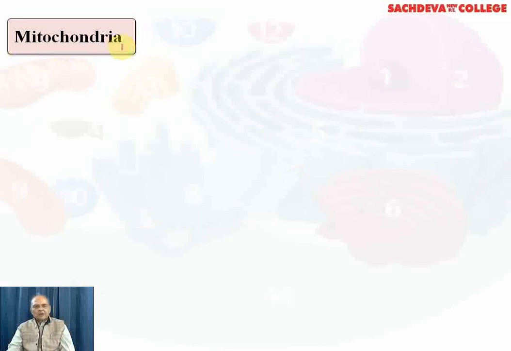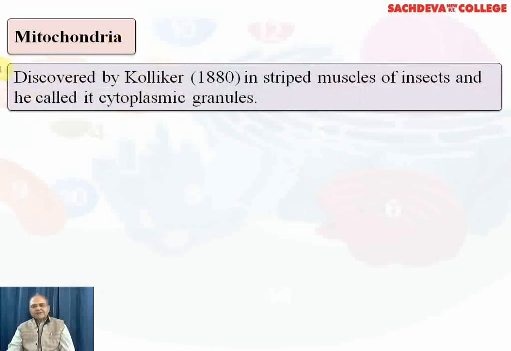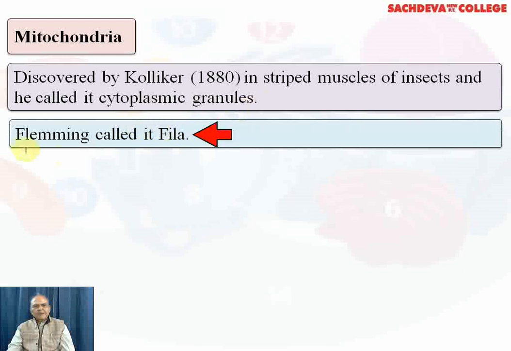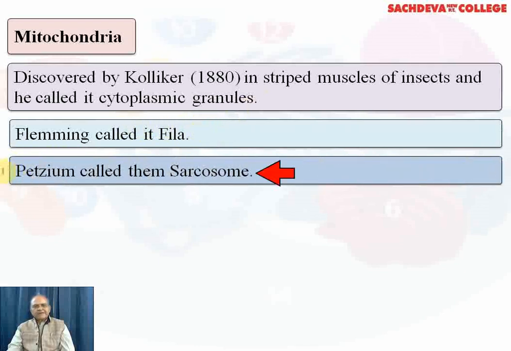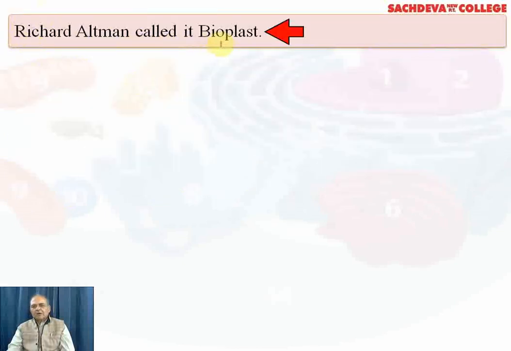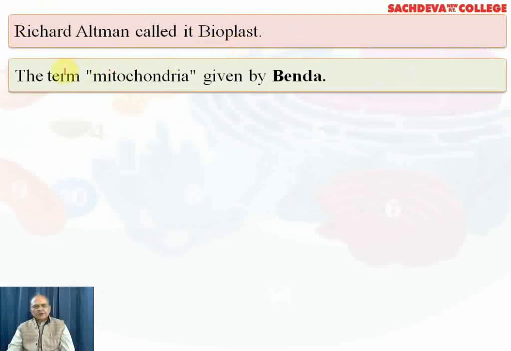Mitochondria, another organelle. It was discovered by Kölliker in 1850 in the striped muscles of insects, and he called it cytoplasmic granules. Flemming suggested the name fila to it. Altmann called them bioblasts. The term mitochondria was suggested by Benda.